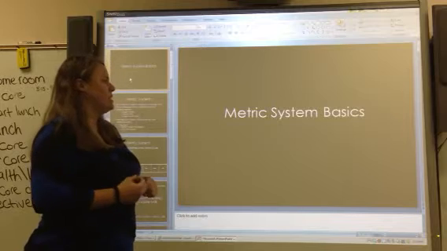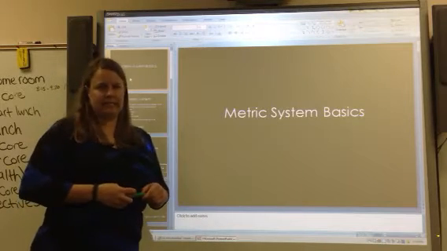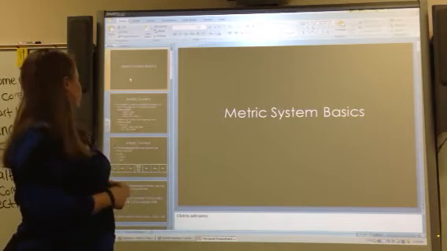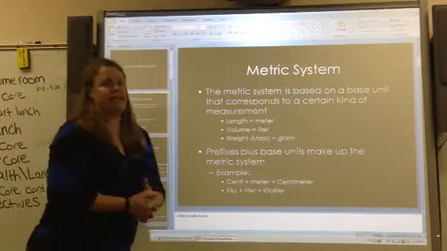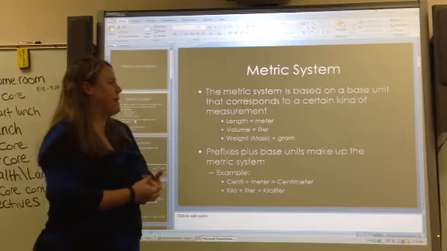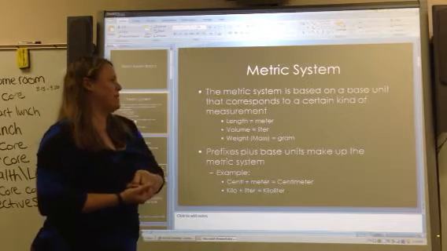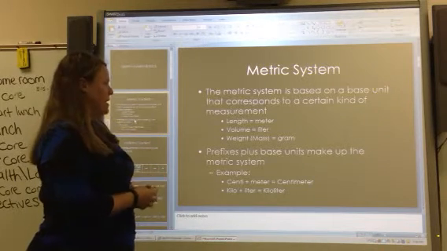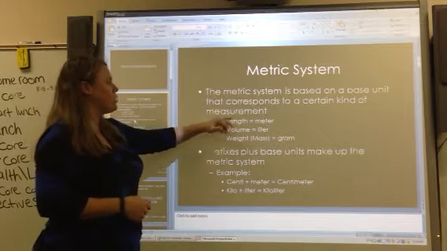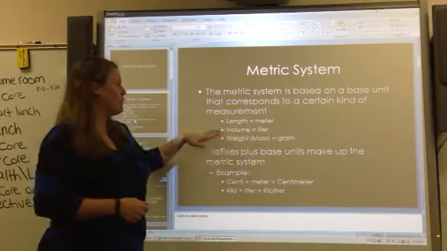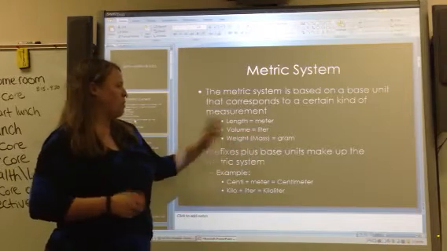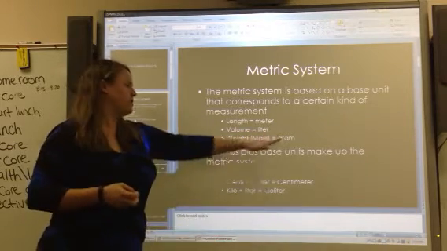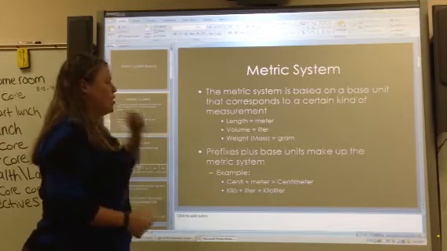Today we'll be studying metric system basics. The metric system is based on a base unit that corresponds to a certain kind of measurement. When we're measuring length, we will always use meters. When we're measuring volume, we will always use liters. And when we measure weight or mass, we will always use the word gram.